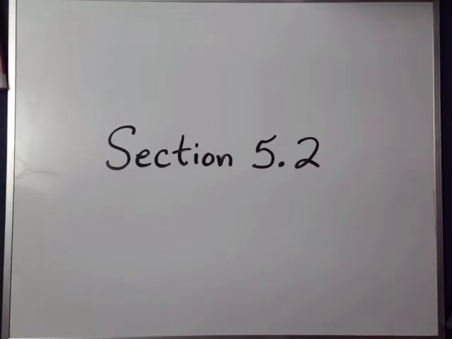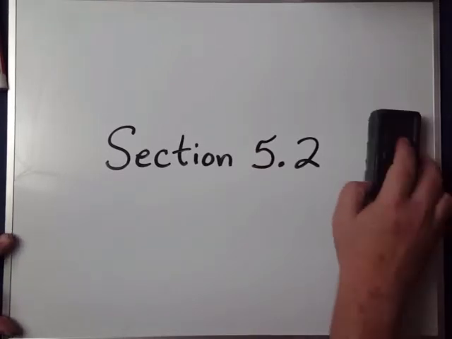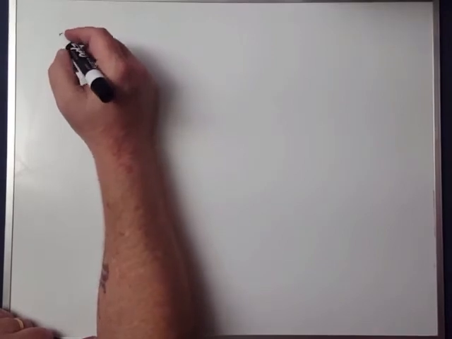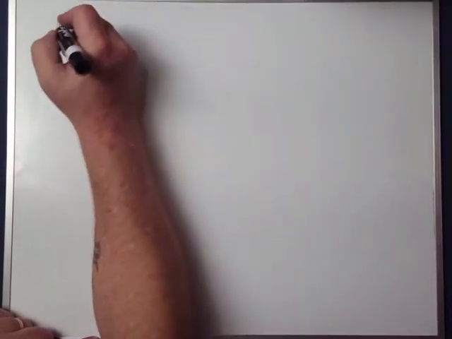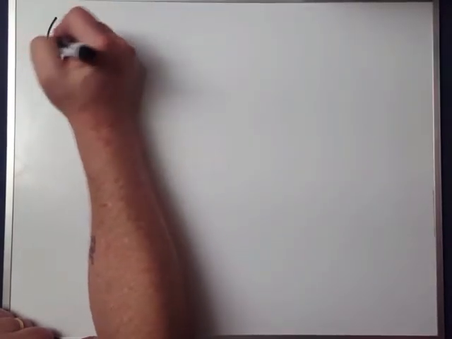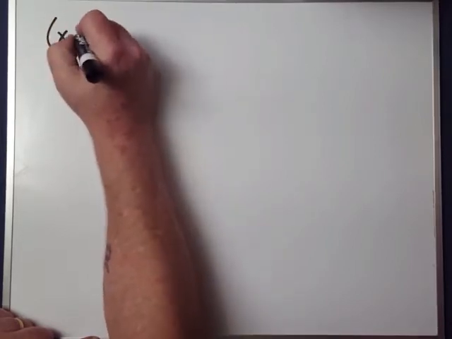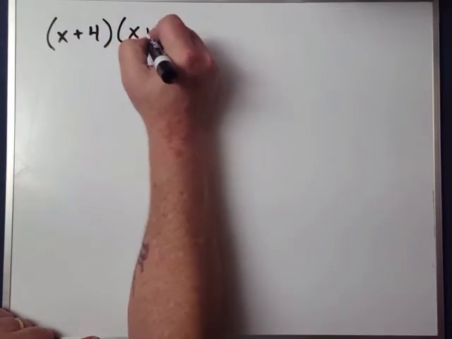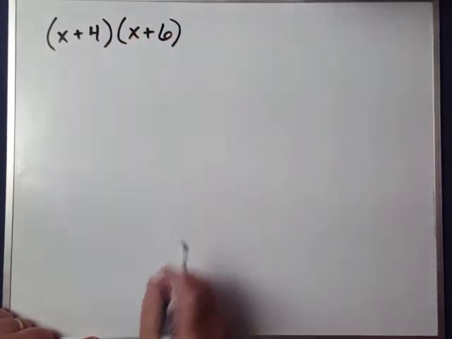Section 5.2, factoring trinomials. We're actually going to spend 2 sections factoring trinomials. And when we get into section 5.3, we'll see the difference in the 2 types. Right now, let's just start with some multiplication problems. Factoring is unmultiplying, so let's make sure we understand how multiplying works before we start factoring.